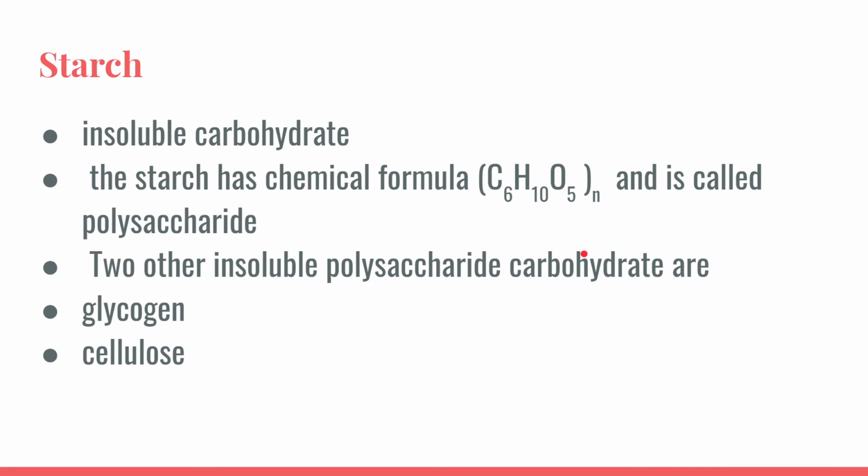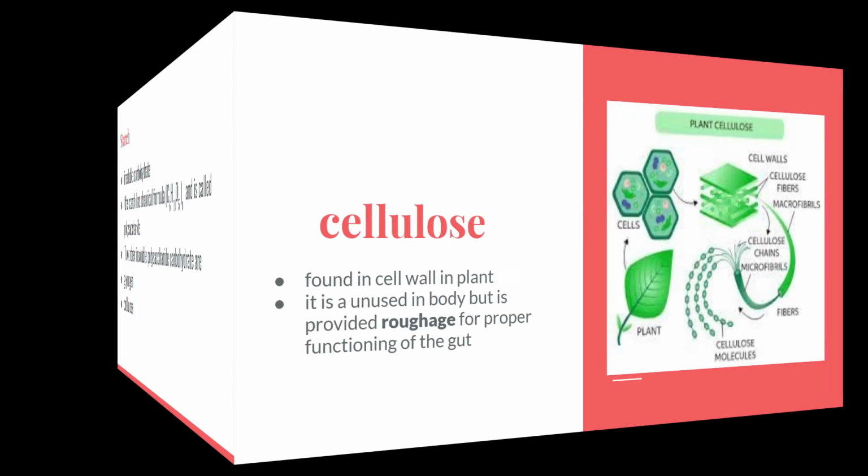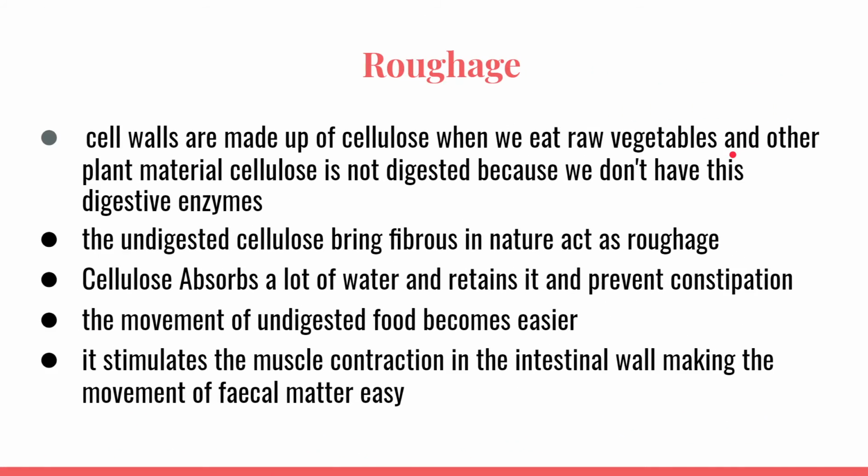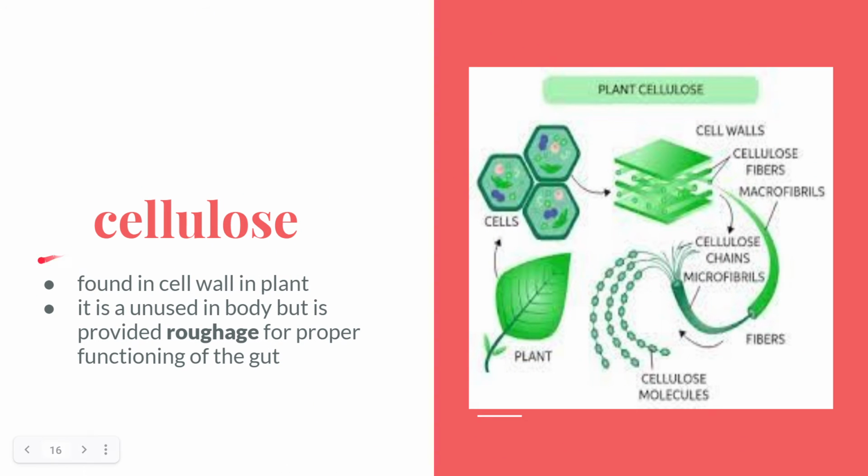Now the insoluble polysaccharides means polysaccharide carbohydrates are starch is insoluble, that we know. Glycogen and cellulose are the two types which cannot be dissolved in water. Now we talk about cellulose. So cellulose, in plants we have cells. In cells we have here cell walls. This is cell walls, guys. And we have cellulose fiber. So this is called as cellulose fiber.